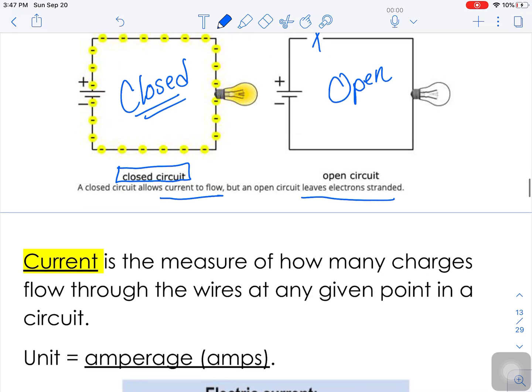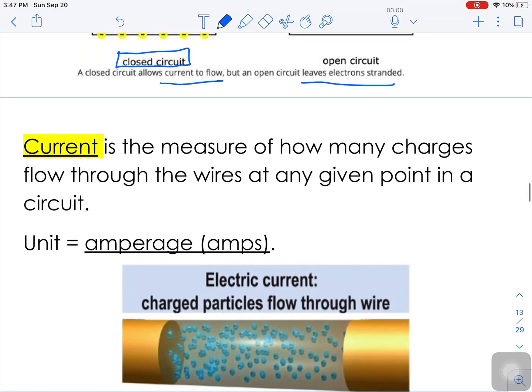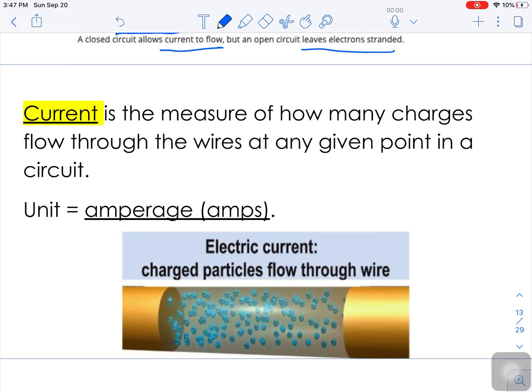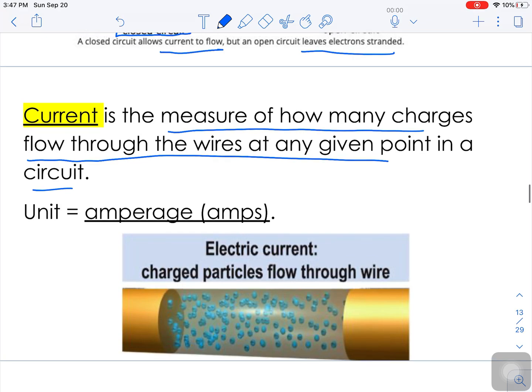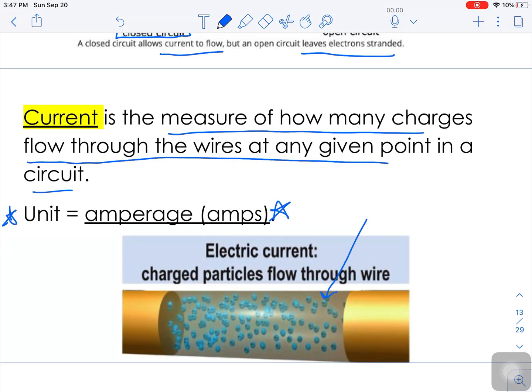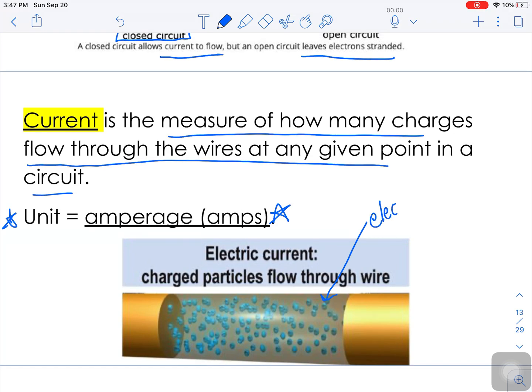All right, so let's describe these circuits now. The first term we're going to use is the term current. Current is a measure of how many charges flow through wires at any given point in a circuit. I measure this in amperage, which we often abbreviate as amps. If each of these little particles here represented an electron, and the flow of these is just electricity, and if I were to go through and count 1, 2, 3, 4, 5, counting how many charged particles are in the wire at one time is something we call current.